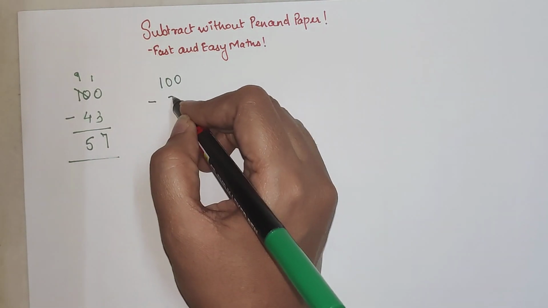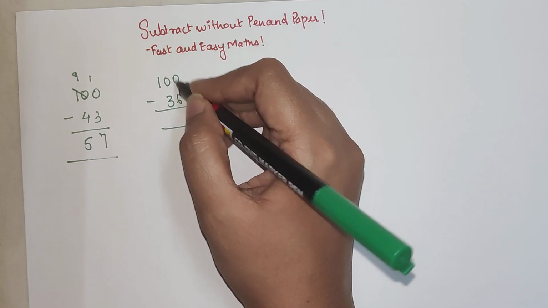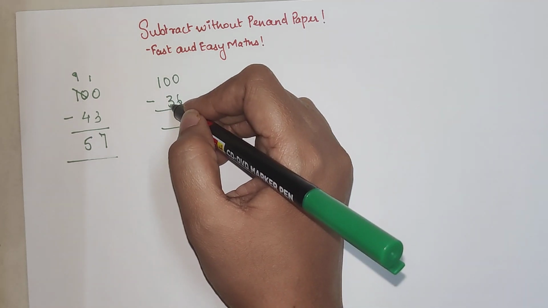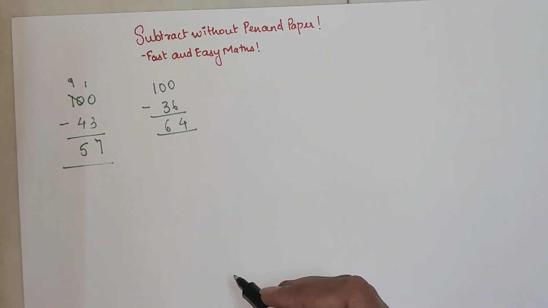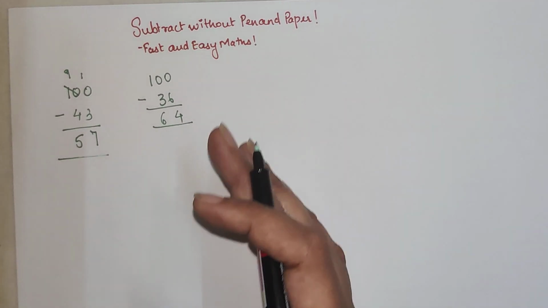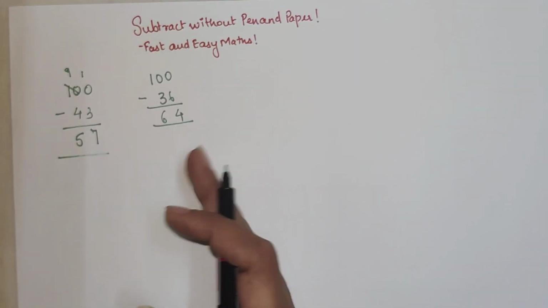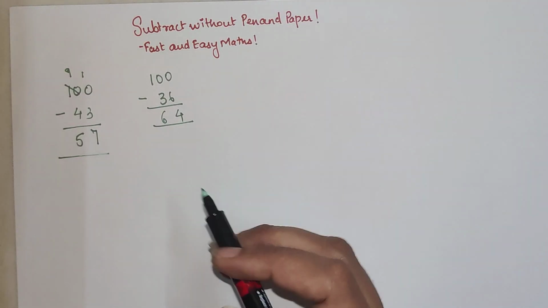Okay, now let's do this very quickly. If we had to subtract 36 from 100, so 6 taken from 10, we get 4. And 3 taken from 9, we get what? 6. Okay, so this is your answer when you're subtracting anything from 100. Now, why have I taken hundreds and thousands first? Because the trick which I'm trying to show you is going to help you to understand this particular difference as well.